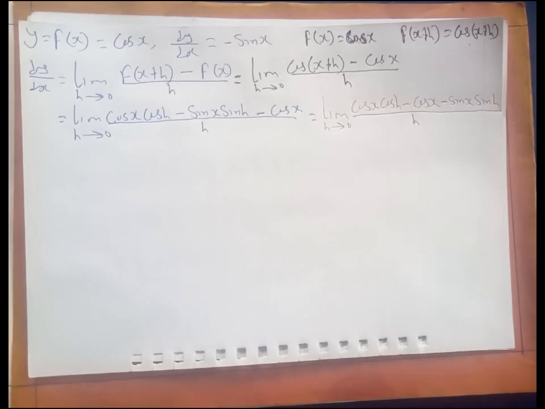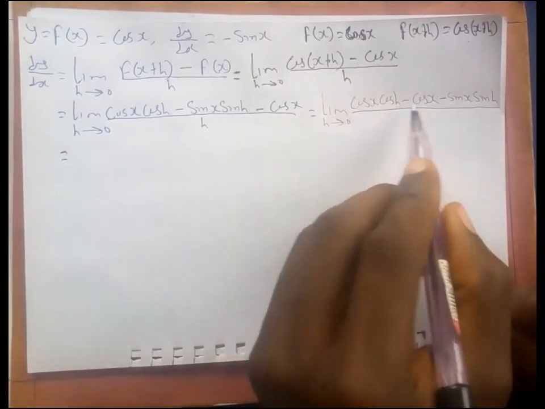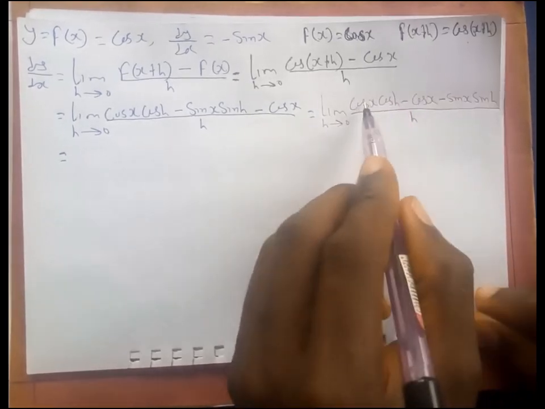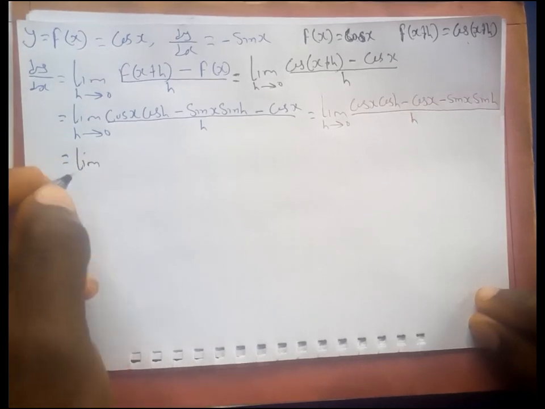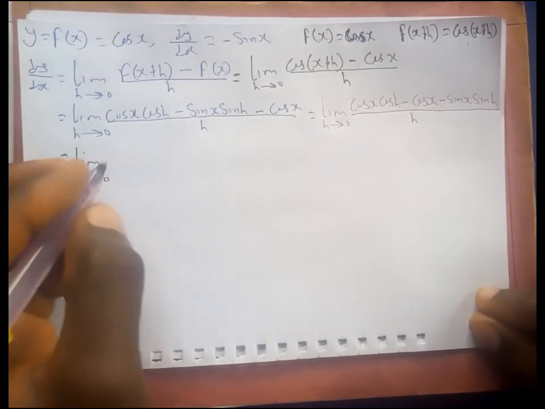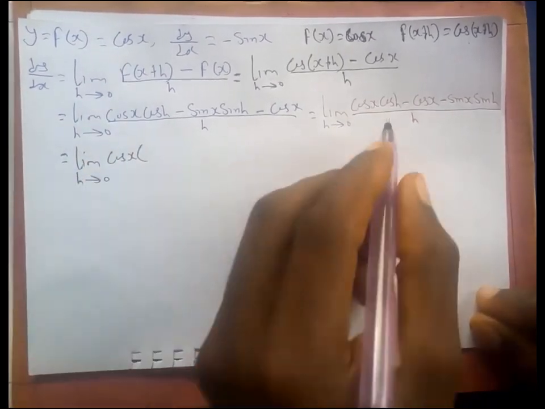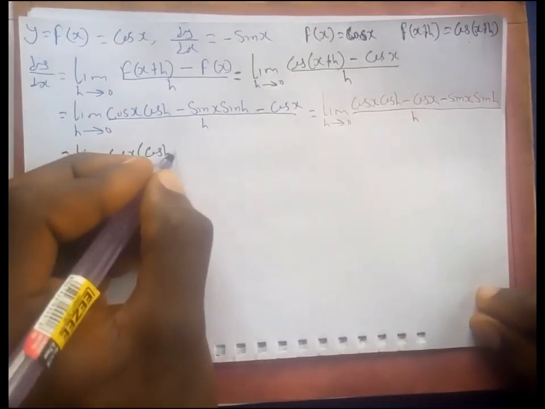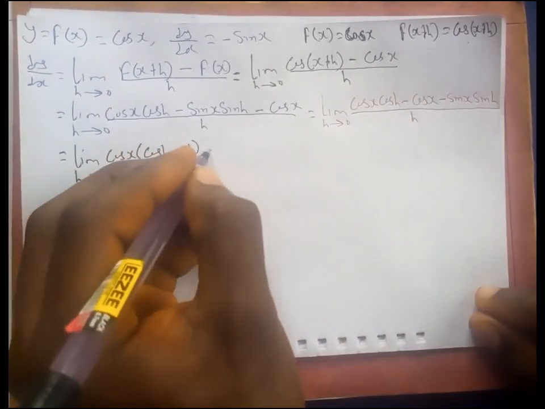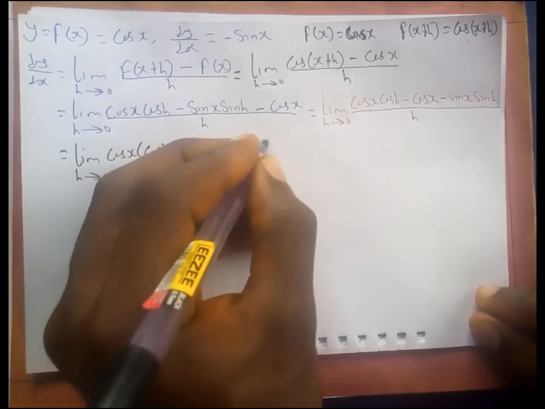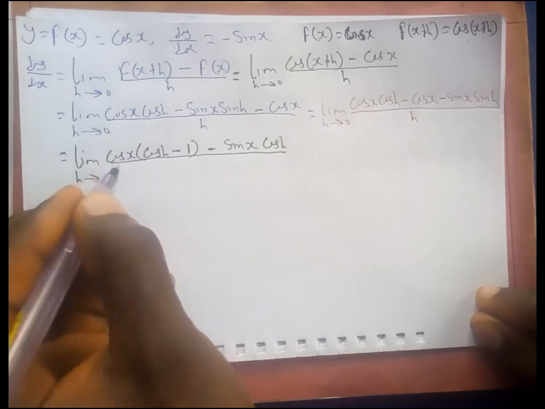Perfect. Now simplifying forward, I would like to factor out cosine x at this point. You can see cosine x is common right here. So we have the limit as h approaches 0 of cosine x as a common factor. Left over is cosine h minus 1. This is still there, minus sine x sine h. Then I'm still having division by h.